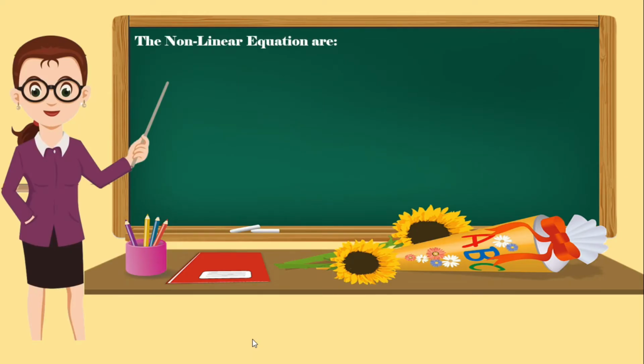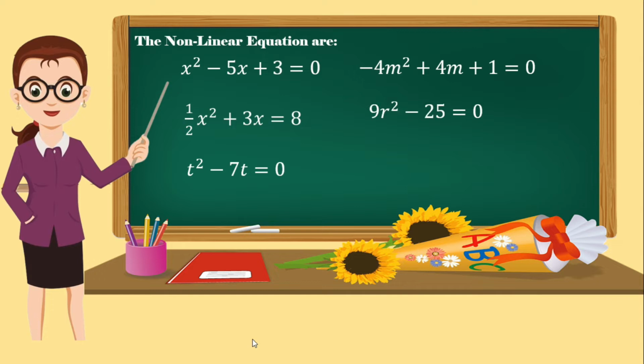The non-linear equations, the uncircled ones, are x squared plus 5x plus 3 equals 0, and so on. As you observe, these equations, which are not linear, contain a polynomial of degree 2, which is called a quadratic equation.